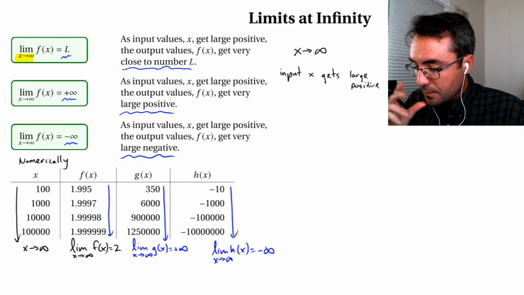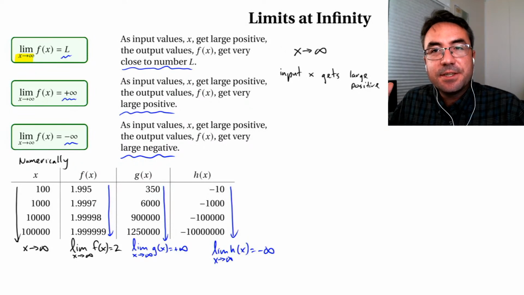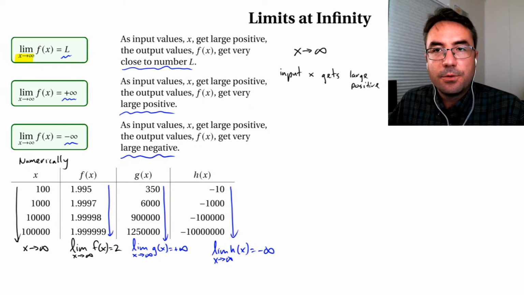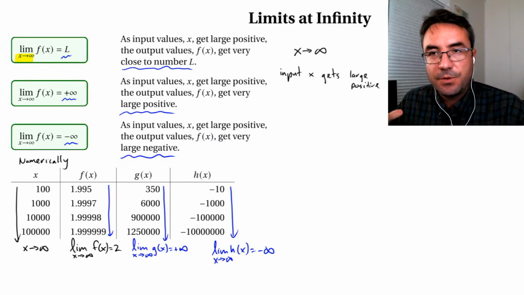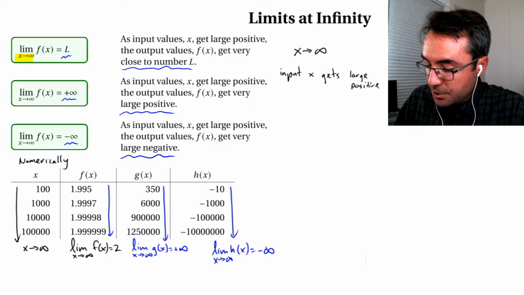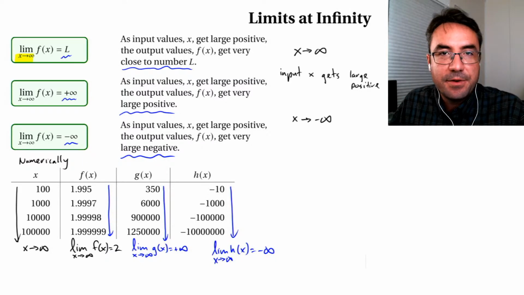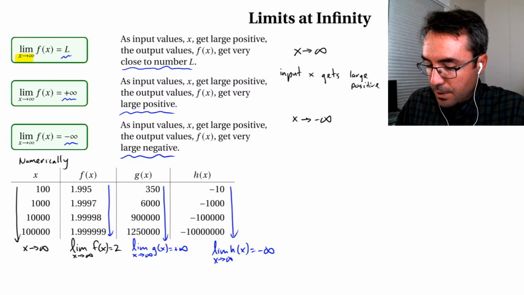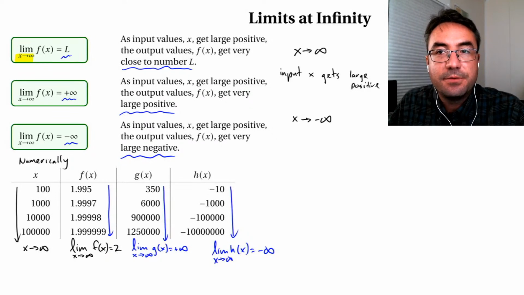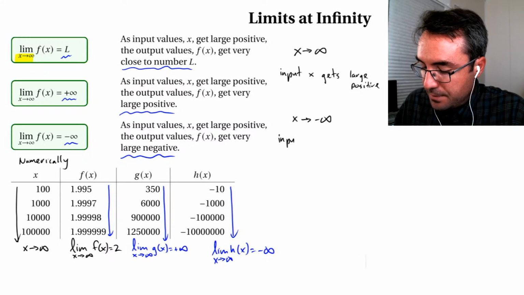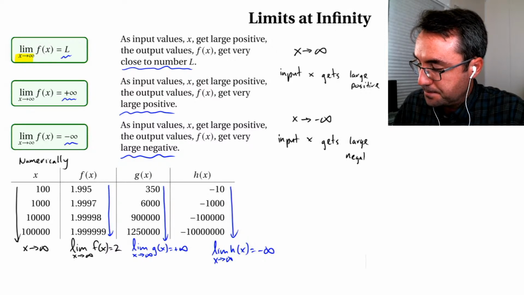All right. So these are the definitions where x is approaching infinity. We're not going to go through the definitions. They're very similar for where x approaches minus infinity. So there are 3 definitions very similar to these, where all we do is replace x approaching infinity with x approaching minus infinity. And what this means is our input x gets large negative. And we can look at the behavior when that happens.